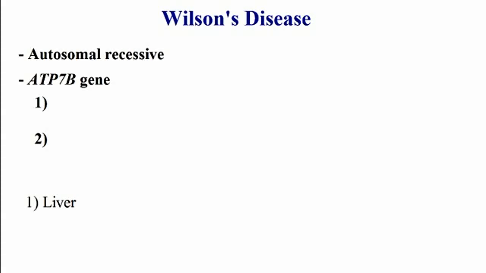In this video, I'm going to discuss the mechanism of pathogenesis of Wilson's disease, and then after that discuss the clinical features, diagnostic tools, as well as the treatment options that are available for this disorder. So Wilson's disease is an autosomal recessive disorder that is due to mutations in the ATP7B gene.